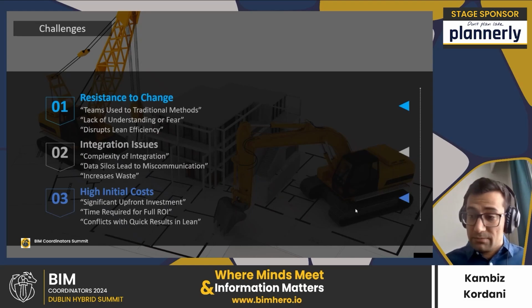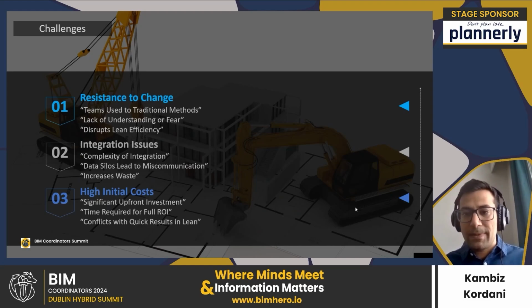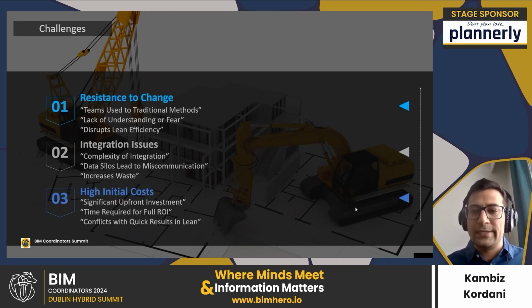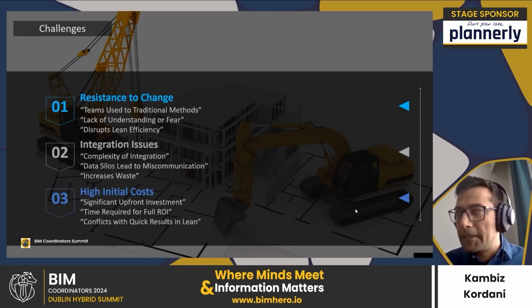Another major challenge is the difficulty of integrating BIM with existing systems and processes. Many construction companies already have established workflows, software, and data management practices in place. Introducing BIM into this mix can be complex, especially when these systems aren't designed to work together seamlessly. Poor integration can result in data silos, where information is trapped in separate systems and isn't easily accessible to all stakeholders. This fragmentation leads to miscommunication and misunderstanding.